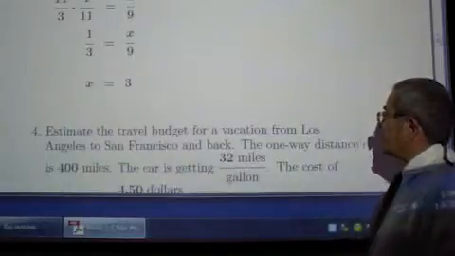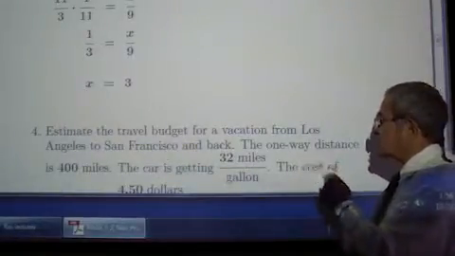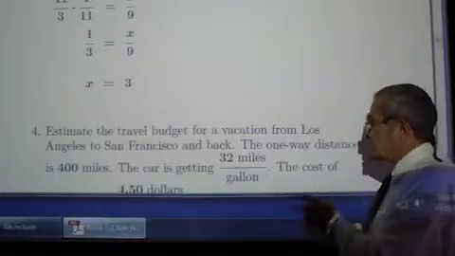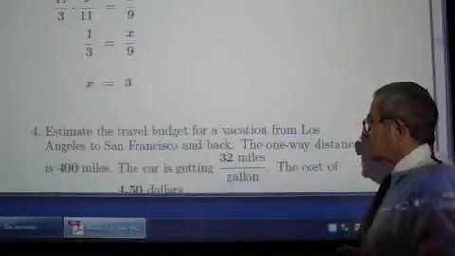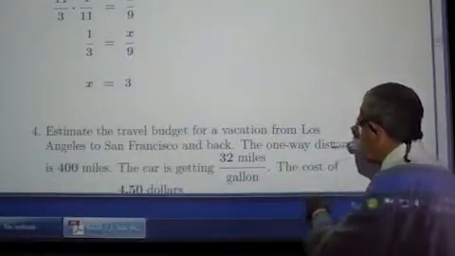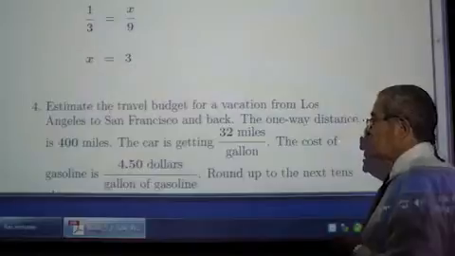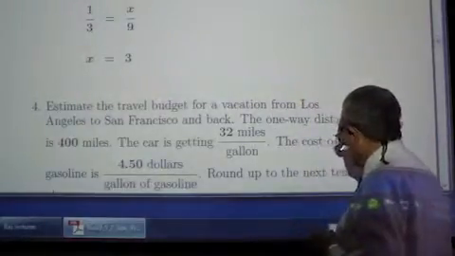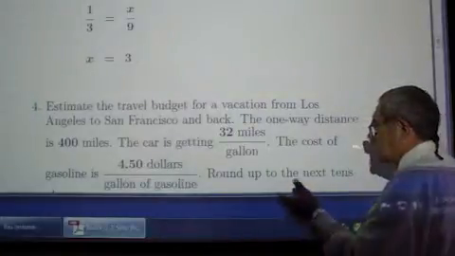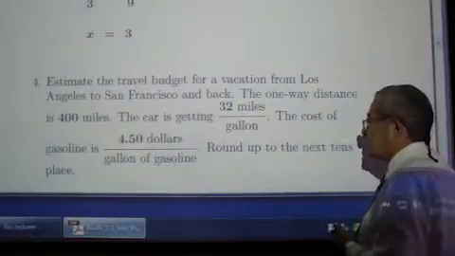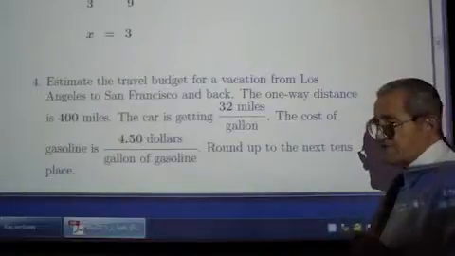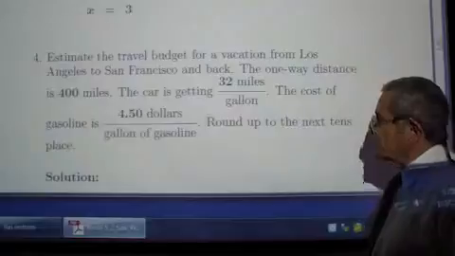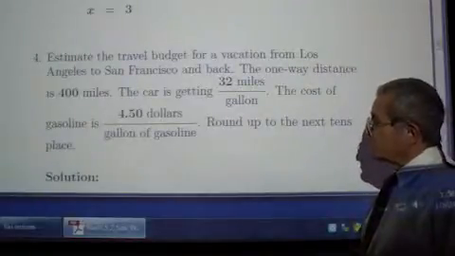Estimate the travel budget for a vacation from Los Angeles to San Francisco and back. The one-way distance is 400 miles, and your car is getting 32 miles per gallon, and the cost is $4.50 per gallon of gasoline. Round these numbers to the nearest 10. Nearest 10, not nearest tenth.